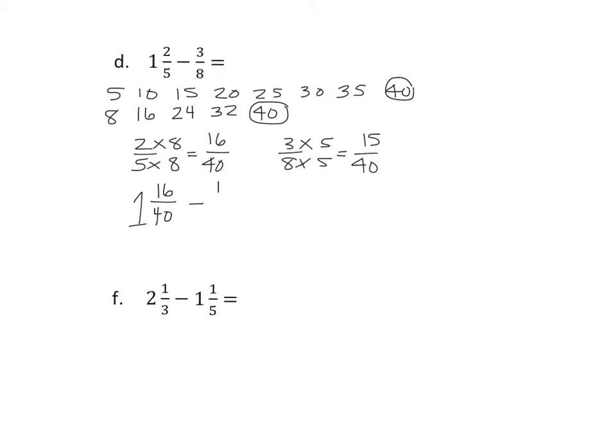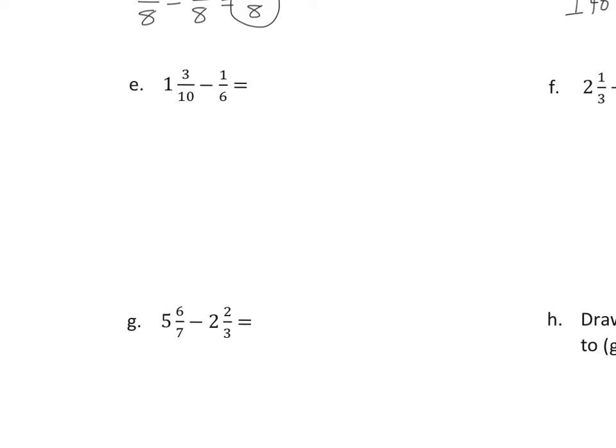Take away 15/40. And so you can see that if I just look at my fraction 16/40, take away 15/40, that means I would have 1/40 left over plus this one whole right here. So I would have one whole and 1/40. Let's circle that as our final answer, and let's move on to 1E.